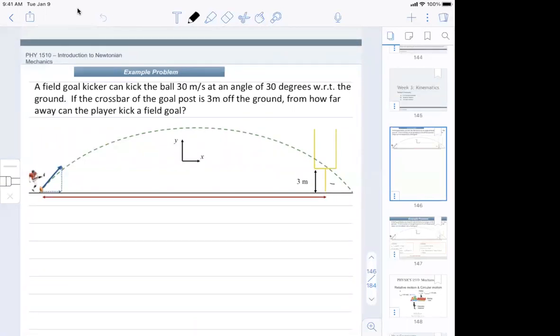I'll give you guys a couple minutes to read this, and it already has a picture drawn for you. As you read it, try to label the quantities on your notes, and think about how you're going to set this problem up. Okay, I'll give you a minute or two to read it.